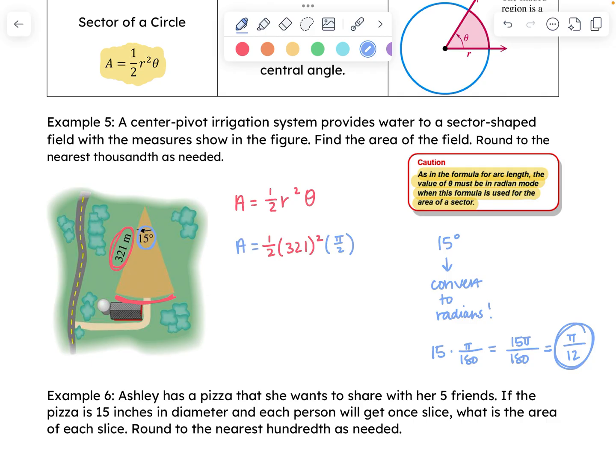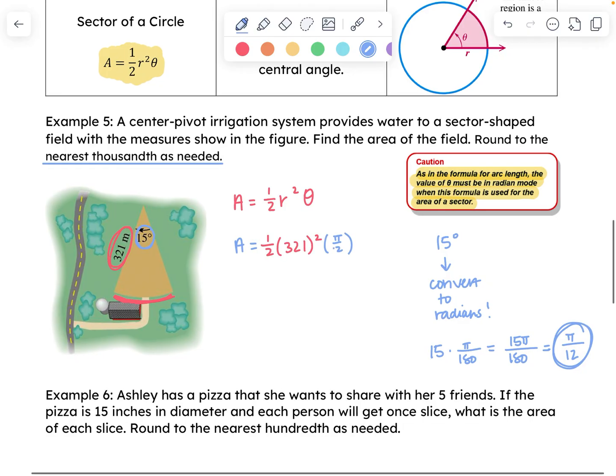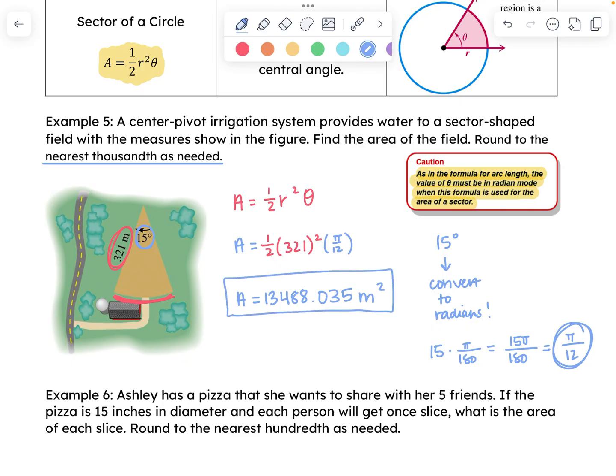So my area is going to be that whole thing. In the calculator, rounded to the nearest thousandth as needed. So 1/2 times my 321 squared times, oh, I forgot the 1 there, pi over 12. When I plug that in, I get 13,488.035 meters squared because it is an area. And there we go.